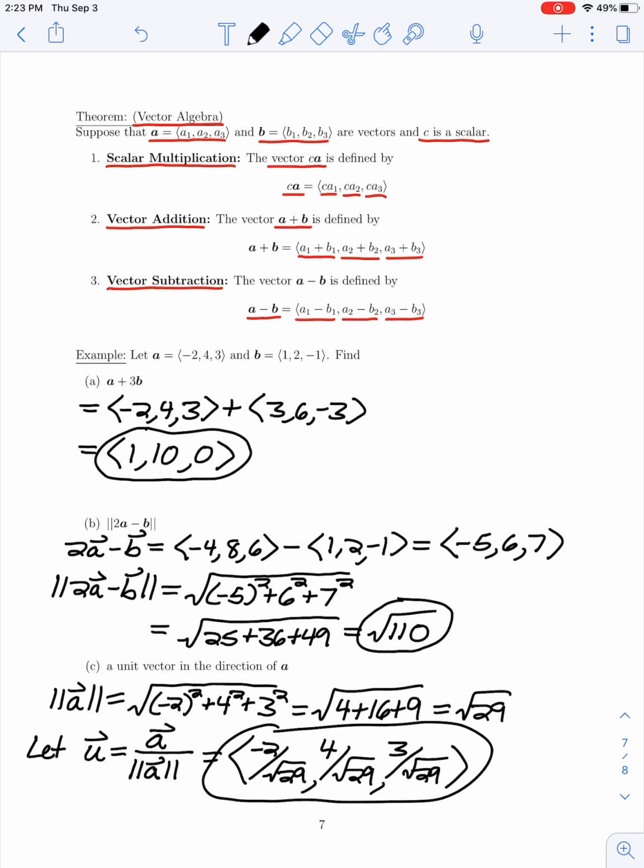Now we could ask similar questions. If we wanted a unit vector in the direction opposite of A, we would then just need to scale this by -1, just reverse the direction of this unit vector. If we were asked for a vector of length 10 in the same direction as A, we could take this unit vector that we found in the direction of A, which has length 1, and then multiply by the scalar 10 to get a vector of the desired length.